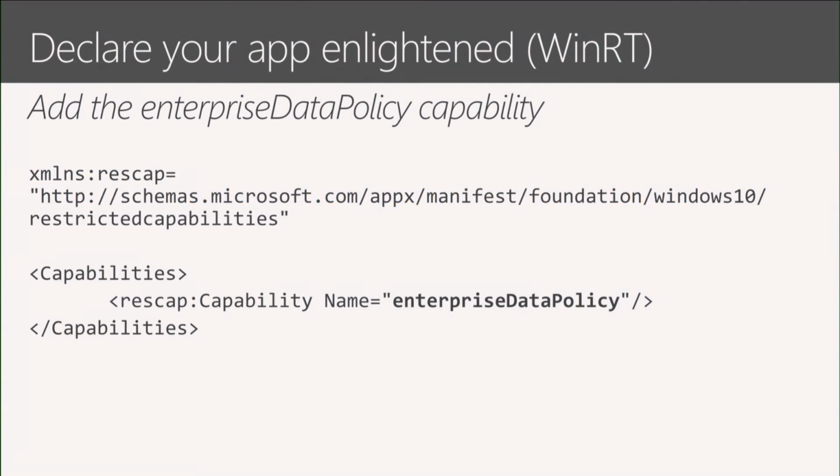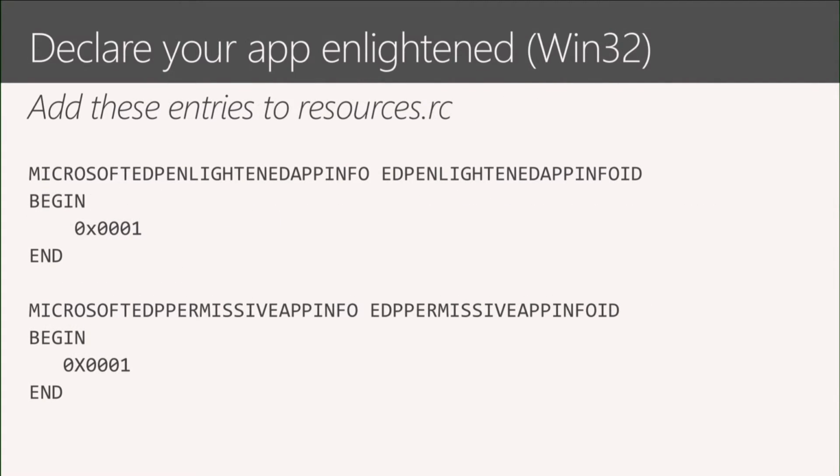You declare enlightenment. This starts off with, if you're a universal application, you declare the capability. There's the enterprise data policy capability. Among other things, it tells us prior to running you whether you know what you're doing with enterprise data. It's a restricted capability, so you may need to work with your account representative. If you don't have one of those, there's a simple way in the store to update that.